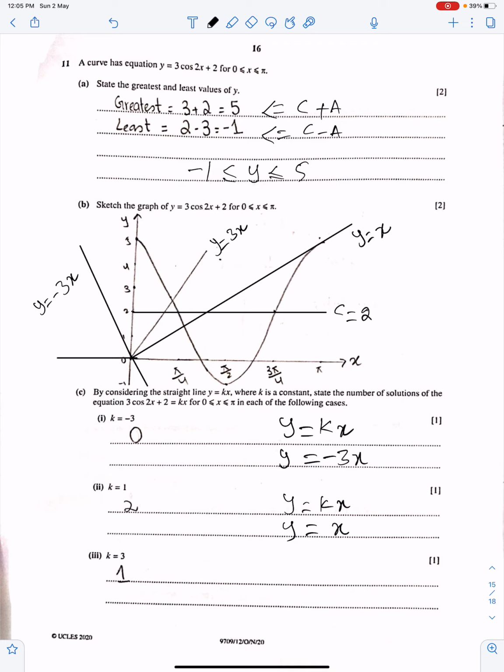The last one, y is equal to kx and k is 3. So 3x means this line. This is y is equal to 3x. And this cuts the curve at 1 point only. So there is just one solution. This question is important. I suggest you take the screenshot of the solution as well.